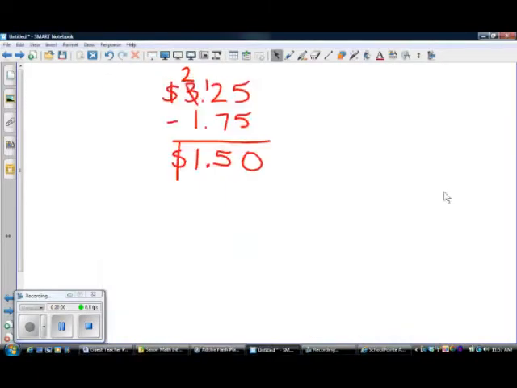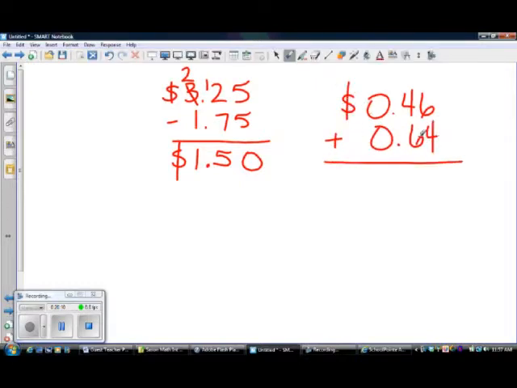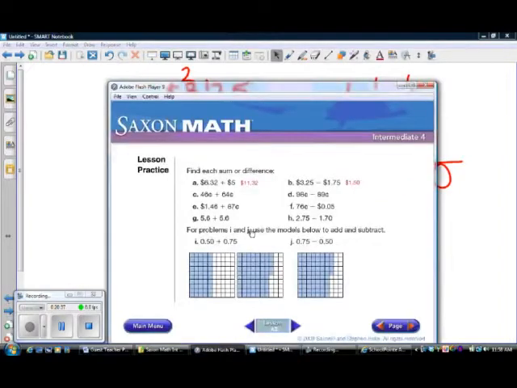46 cents plus 64 cents. And the reason I went ahead and wrote it with the dollar sign is because I knew automatically that this was going to be more than $1, so I might as well write it like this now. 6 and 4, we know that's a combination of 10. 6 and 4, another 10 plus 1 is 11. Stop, drop, decimal point, and bring down the 1. So we always do stop, drop, decimal point if it's subtraction or addition. If you are multiplying, you can wait until the end.